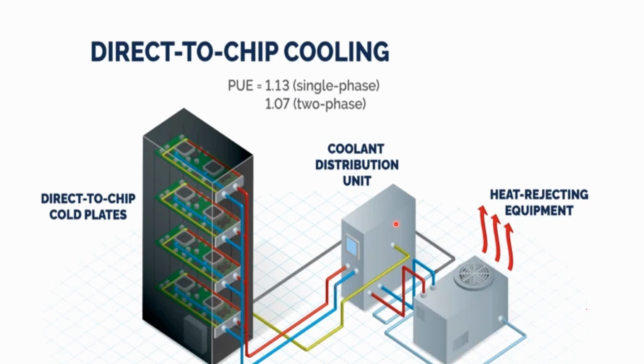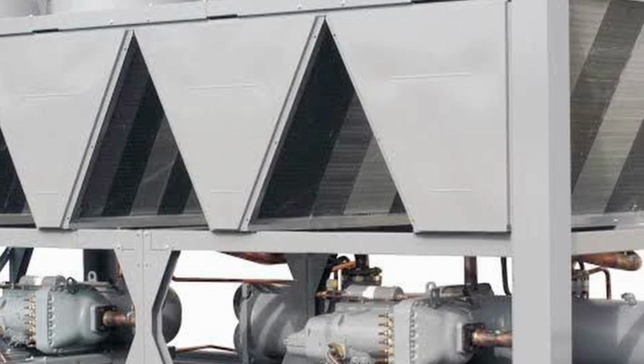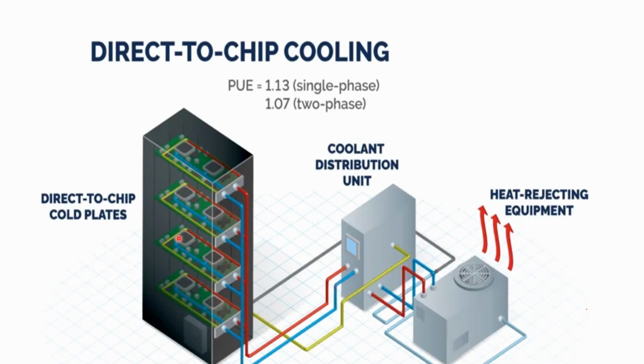There are two closed loops: one between the CDU and the chillers and cooling towers, and a second one between the cold plates and the CDU. This loop may be open or closed, depending on what type of heat rejection you have selected. So this is the basic of direct to chip cooling.